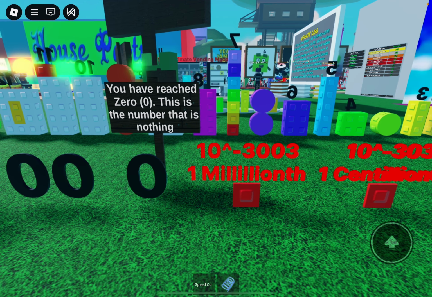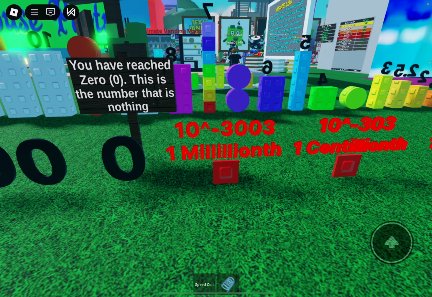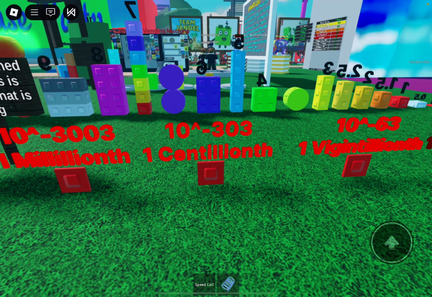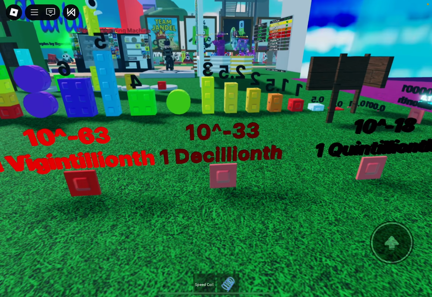Okay. 1 millionth. 1 centillionth, 1 vigintillionth, 1 decillionth, 1 quintillionth, 1 trillionth, 1 billionth, 1 millionth. Okay, notice how the number box became smaller. Well, we'll have to make it bigger because it's getting too small. 1,000th, 100th, 1/10th, scale 1 meter.